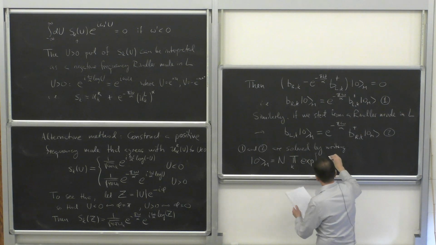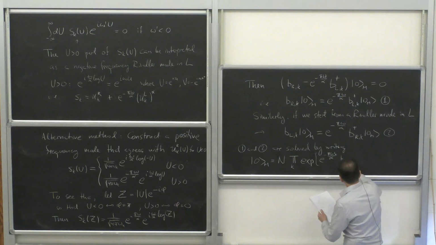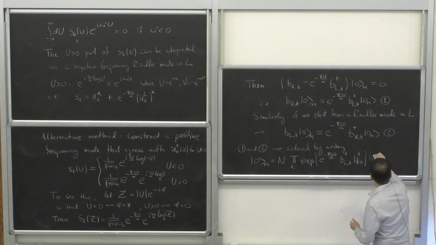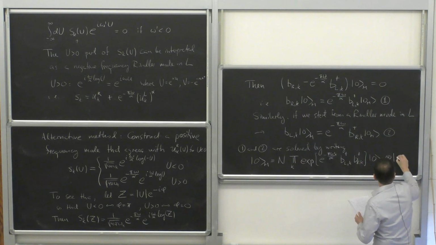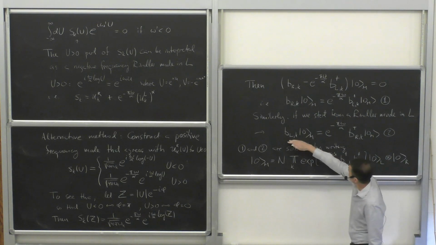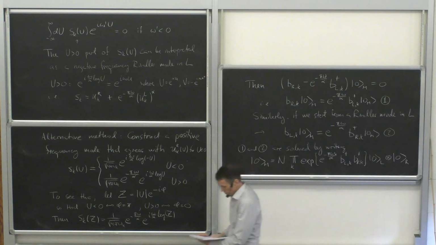e to the minus pi omega k over alpha, right? And then you have the b left k dagger, b right k dagger, acting on the vacua. So these are the Rindler vacua on the right and the left. If you simply construct this and then you apply this operator, you will find you bring down exactly this. And this works for all values of k.